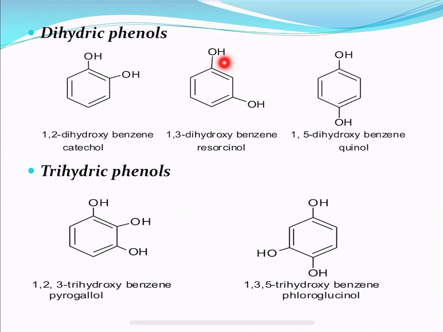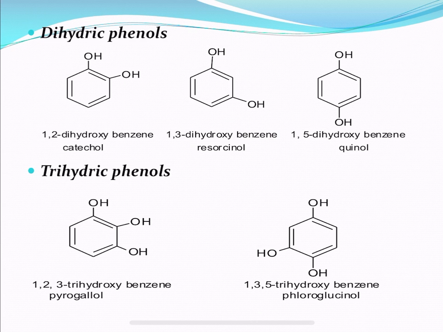In the same way, if this OH group is present in meta position, then the numbering of the hydroxyl group is very important here. Since one hydroxyl group is present in one position and another one is present in third position, that is meta, I call it 1,3-dihydroxybenzene. Okay, and it is generally called resorcinol.